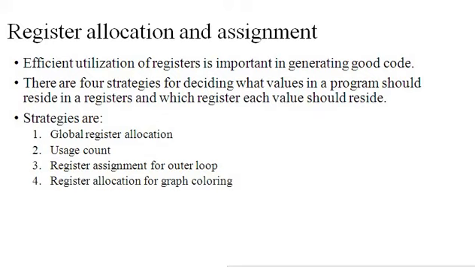If A is allocated in L1 and it is not allocated in L2, then store A on entrance to L2 and load while leaving L2. If A is allocated in L2 and not in L1, then load on entrance of L2 and store on exit from L2. Fourth one is register allocation for graph coloring.